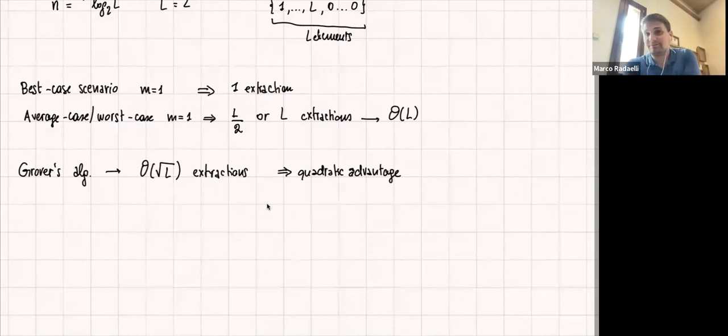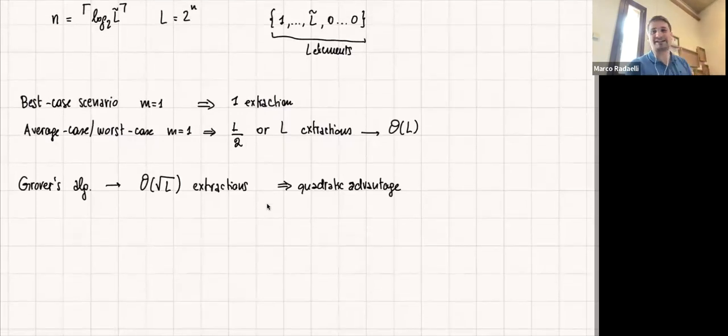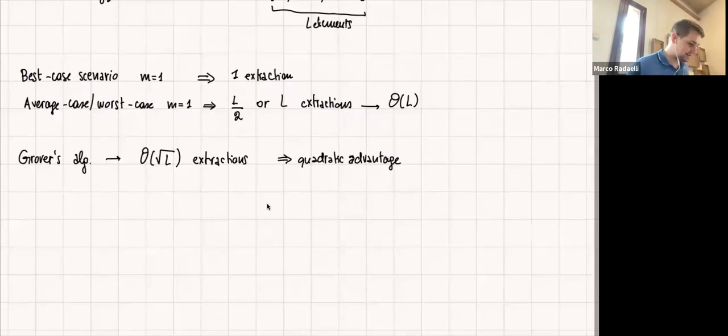In this case, the advantage is more modest, and this has led in the past to many people saying, okay, this is not an extremely good algorithm and so on. But still, I feel that this is a very good example of how people think about quantum algorithms.